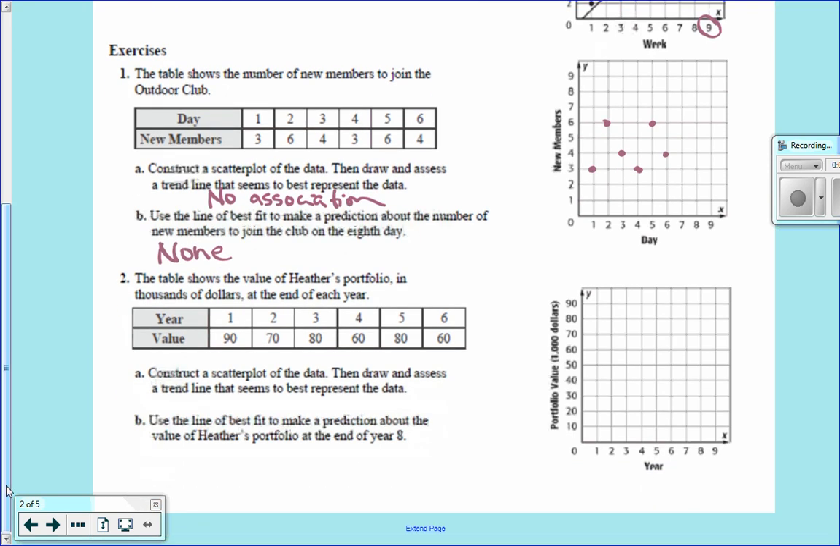Number 2. This table shows the value of Heather's portfolio in thousands of dollars at the end of each year. So year 1, this means $90,000, right? Let's go ahead and plot these points. Year 1, her portfolio has 90,000. Year 2 has 70. Year 3 has 80. Year 4, 60. Year 5, 80,000, and year 6 has 60.